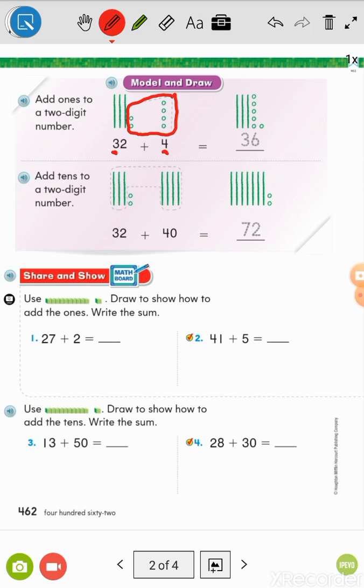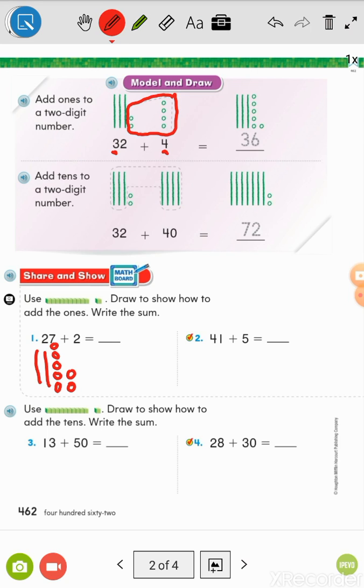Let's start share and show. Draw to show how to add the ones and write the sum. 27 plus 2. How can we draw 27? We can draw 2 lines and 7 circles. 1, 2, 3, 4, 5, 6, 7. This is how we draw 27.